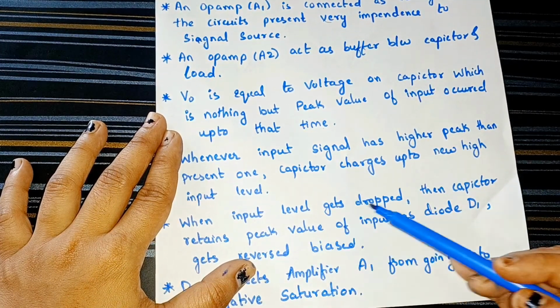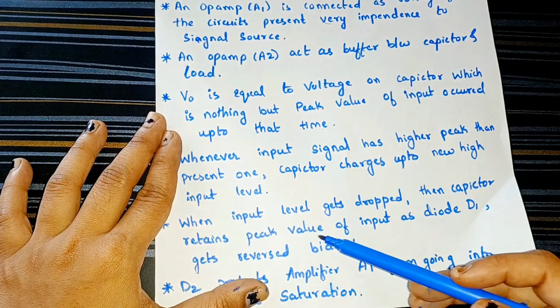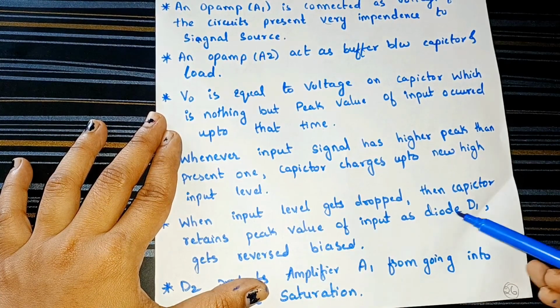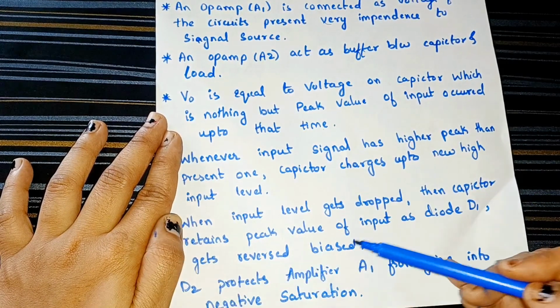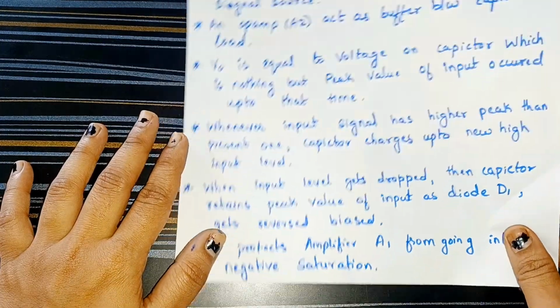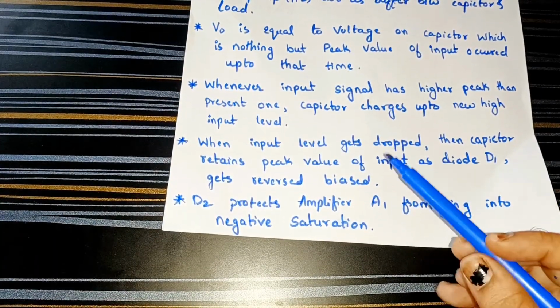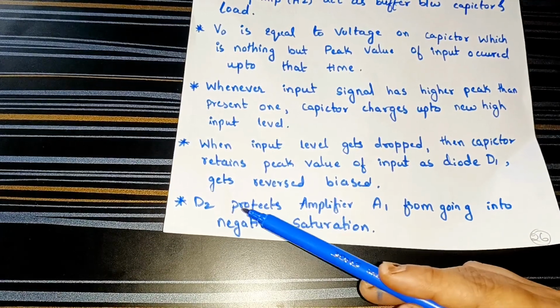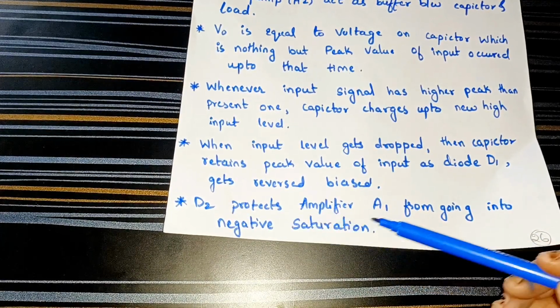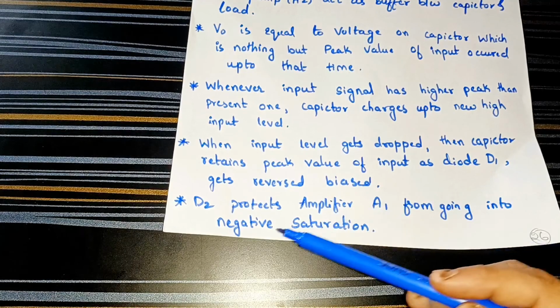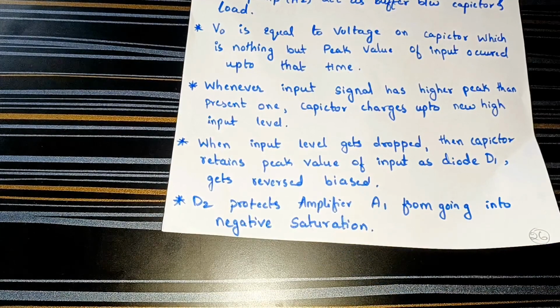When the input level drops, the capacitor retains the peak value of the input as diode D1 gets reverse biased. That means when the input goes negative or to some lower value, this diode will be reversed. And diode D2 protects amplifier A1 from going into negative saturation. This is why diode D2 is working as a protection.